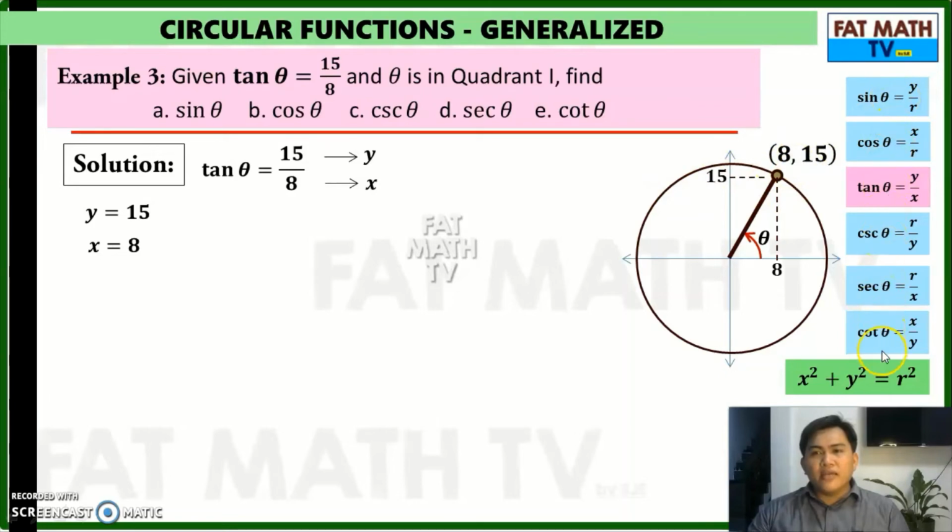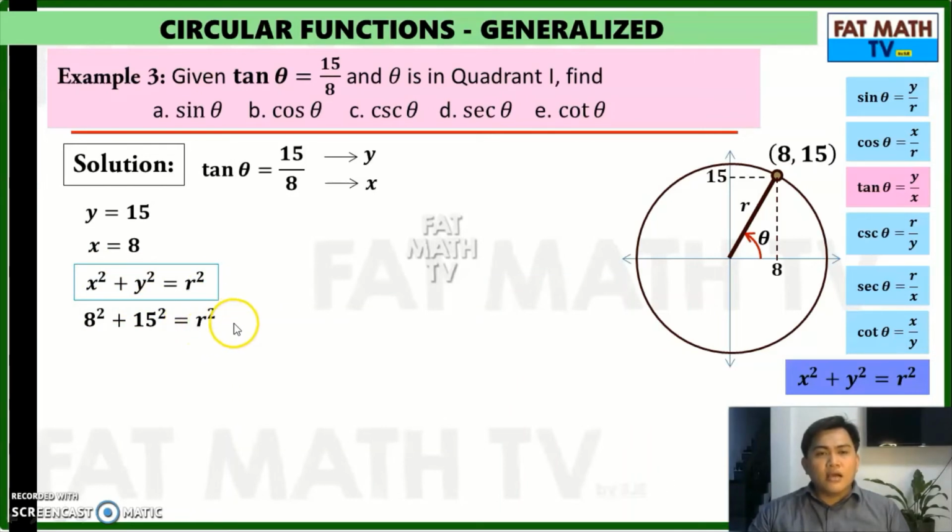So we can find already others with just the x and y, or maybe just the cotangent, but then the others with r, we cannot identify. So we have to solve for r using this formula. We always have to go back to this to find the missing one. So x squared plus y squared equals r squared. X is 8, so 8 squared. Y is 15, so 15 squared. And r is unknown, so this remains as r squared.